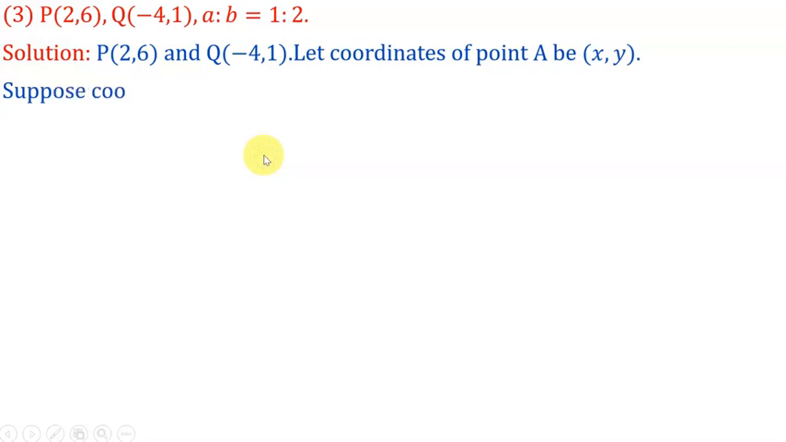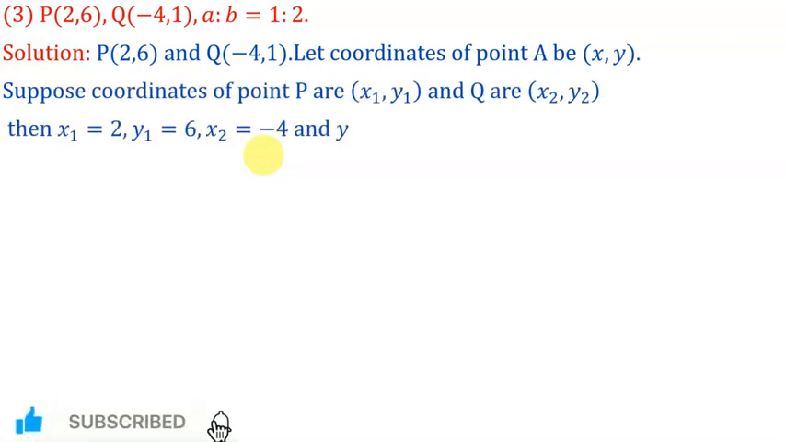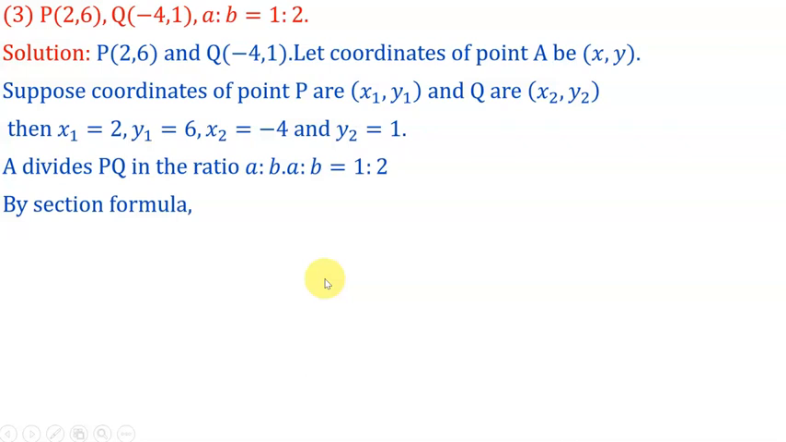Next example. Again, P is (2, 6), Q is (-4, 1), and the ratio a:b is 1:2. Same type of problem है. मी इथे बघू शकताय. P ला x1, y1, Q ला x2, y2 consider करणार. x1 is 2, y1 is 6, x2 is minus 4, y2 is 1. Again, A divides PQ in the ratio a:b, that is a:b is 1:2.